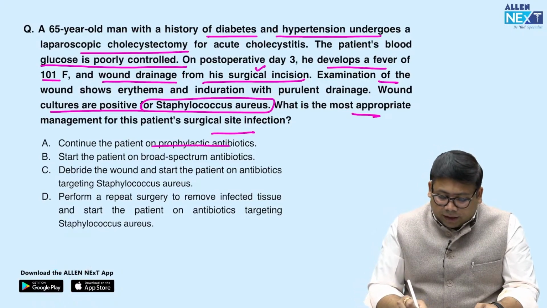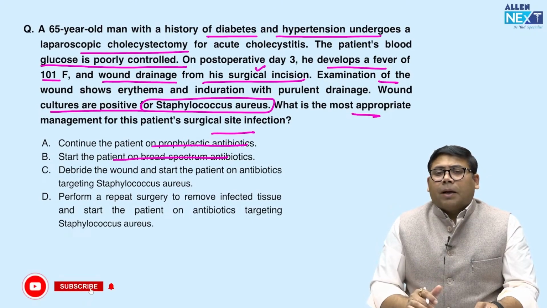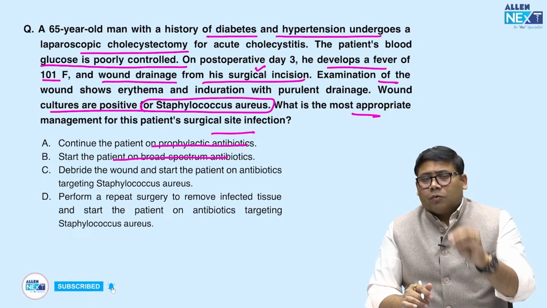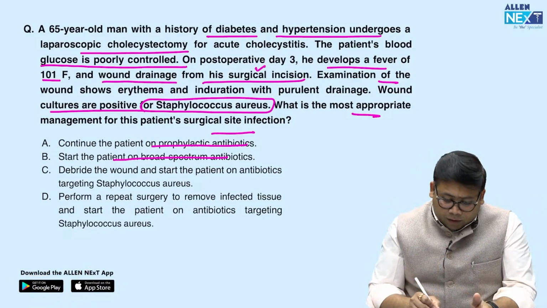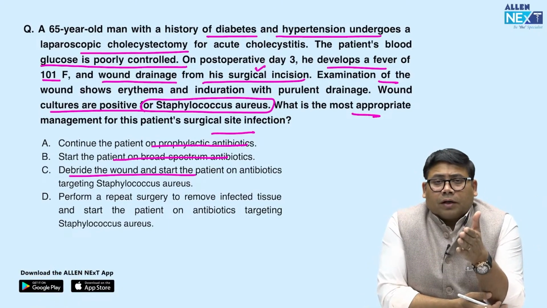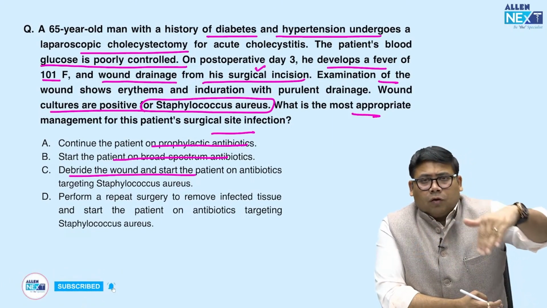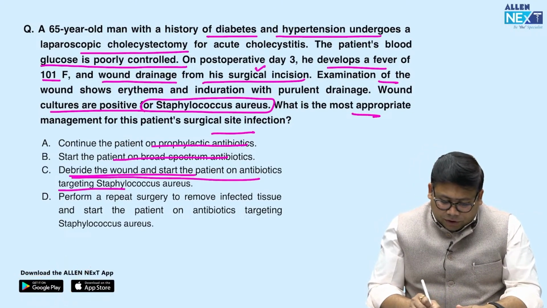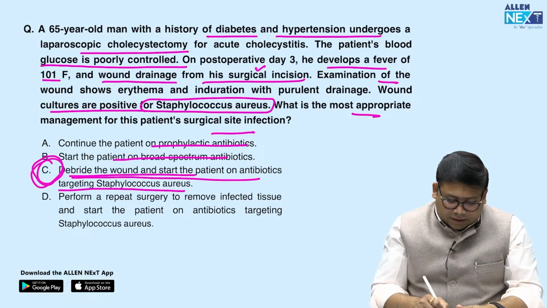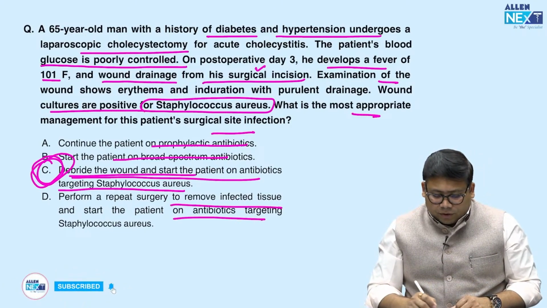Continue the prophylactic antibiotic. This is not true, partially true. Start the patient on broad spectrum antibiotics. Yes, it is partially true, but it is more specific if you target with Staph aureus directed therapy. So debride the wound. We need to evacuate this purulent discharge. Otherwise, the pus will not allow the antibiotic to enter because they always form a capsule around the wound site. So debride the wound and start the patient on therapy targeting the Staph aureus, and this is the best answer. Perform a repeat surgery to remove infected tissue and start the patient on targeted therapy.